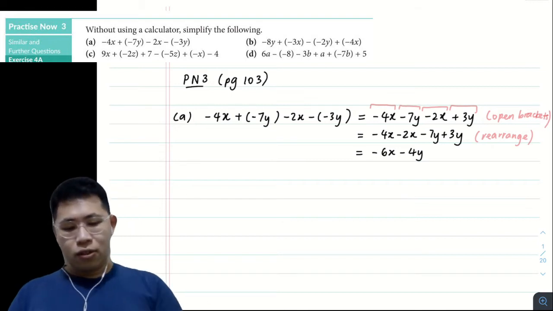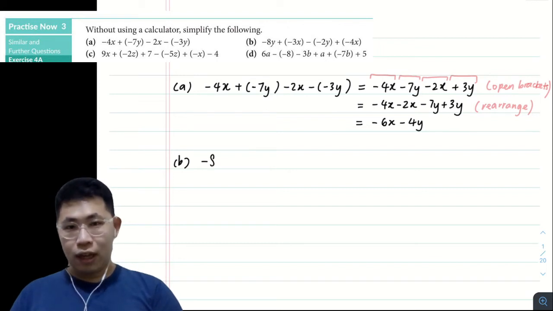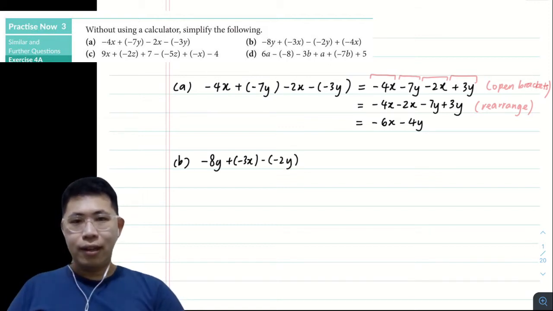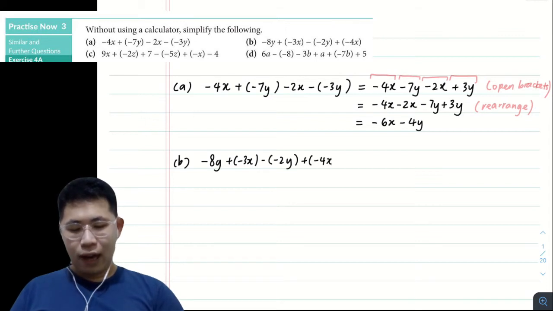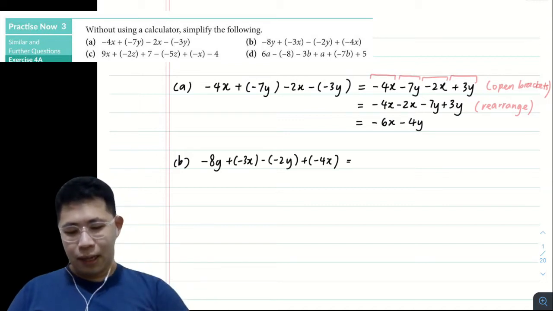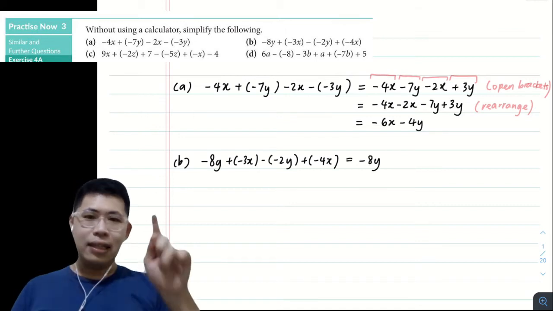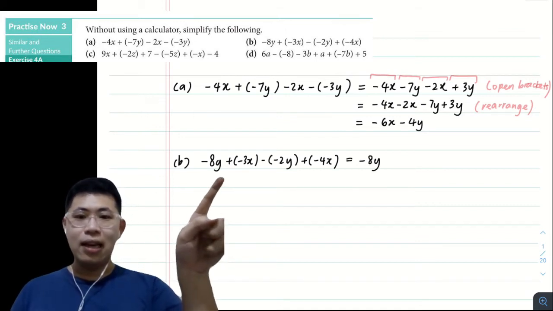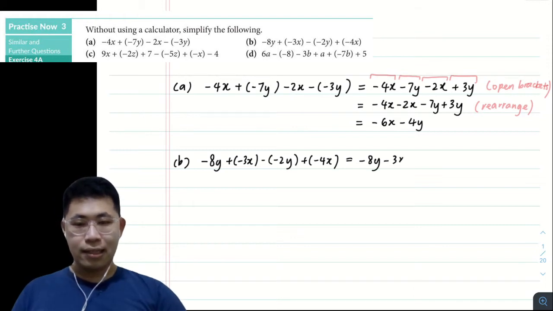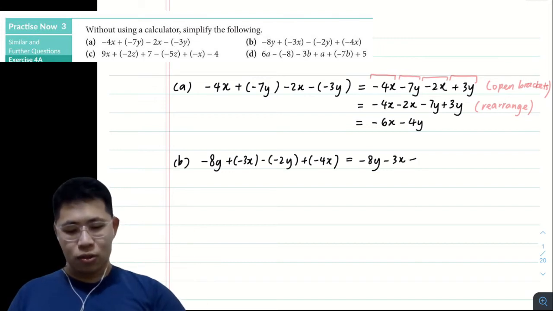Alright, let's look at part B. We will continue on with part B. The question is negative 8y plus a negative 3x minus a negative 2y, and plus a negative 4x. Alright, so here we will try to simplify first by opening up the brackets. So we'll have our negative 8y plus a negative 3x. Can you see a plus negative 3x? It means we will minus 3x. Next, minus negative 2y. So it actually means a plus 2y.